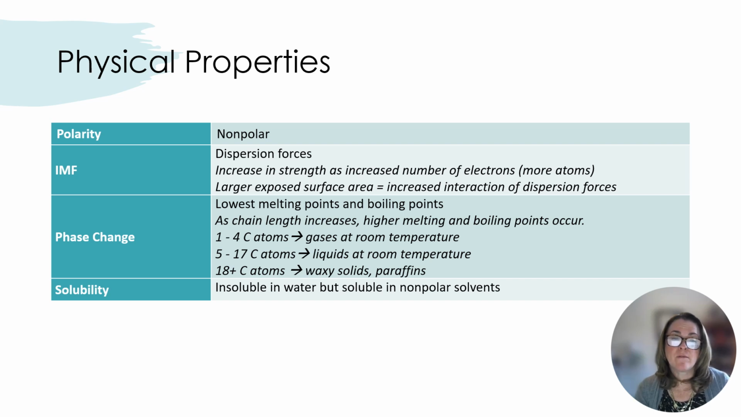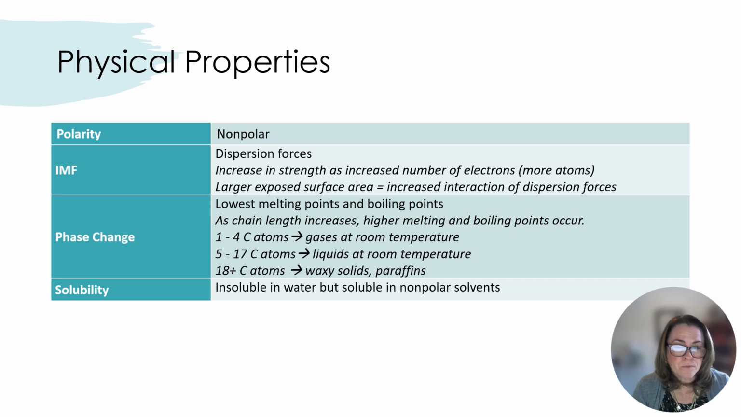Now we're looking at phase change. These are going to have the lowest melting points and boiling points of the organic compounds that we're looking at. As the chain length increases, the higher the melting points and boiling points will occur. And again, this goes back to the dispersion forces. These dispersion forces are getting stronger as that chain length increases because we have more atoms.